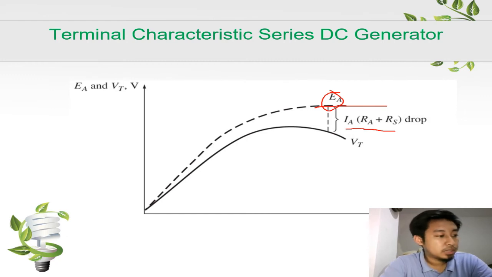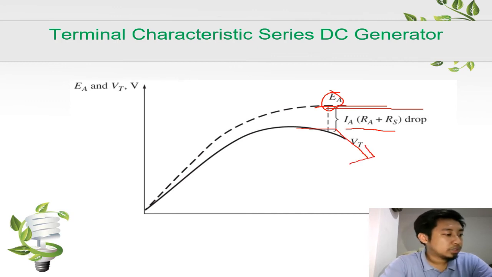After a while, the machine approaches saturation and EA becomes almost constant. At this point the resistive drop is the predominant effect and VT starts to fall. Based on this characteristic, it is obvious that this machine would make a bad constant voltage source. In fact, its voltage regulation is a large negative number.